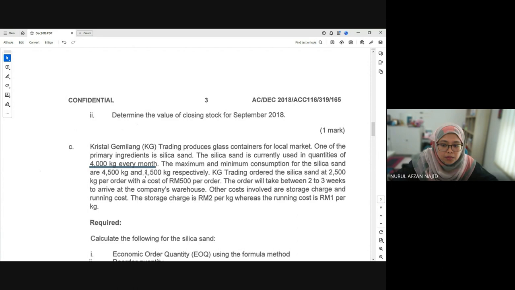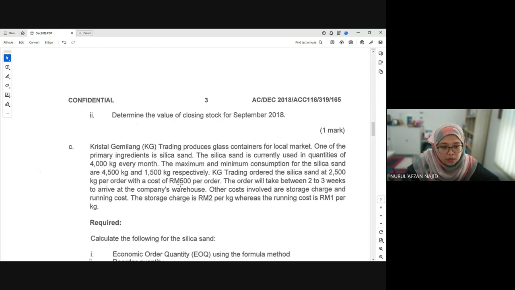The maximum and minimum consumption for the silica sand are 4,500 and 1,500 kg respectively. Okay, yang tu minimum dengan maximum punya information. Then KG Trading ordered the silica sand at 2,500 kg per order with a cost of RM500 per order.